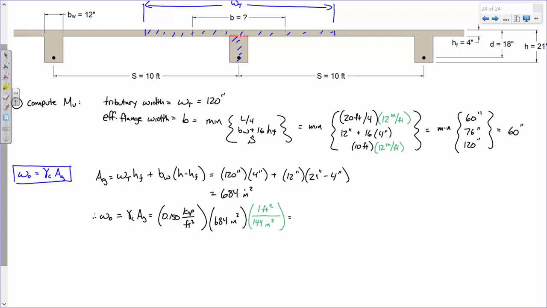Anybody got an answer for me? Say three decimal places. 0.713 kips per foot. There we go. So, remember, this beam is subjected to a dead load of 1 kip per foot, a live load of 2 kips per foot, and now a system self-weight of 0.713. So since it's all simply supported beams and all uniformly distributed loads, I can say W sub U, 1.2.